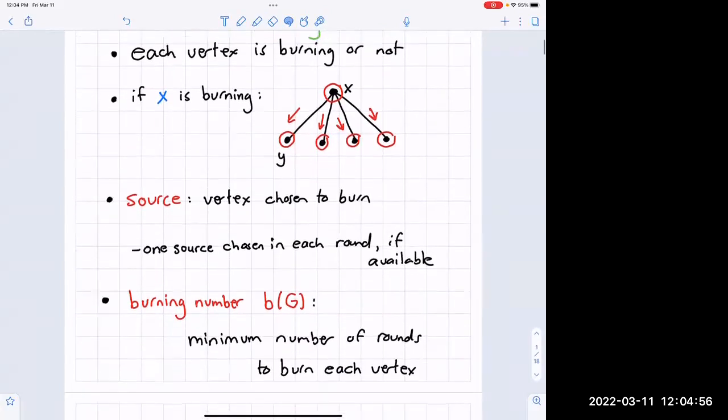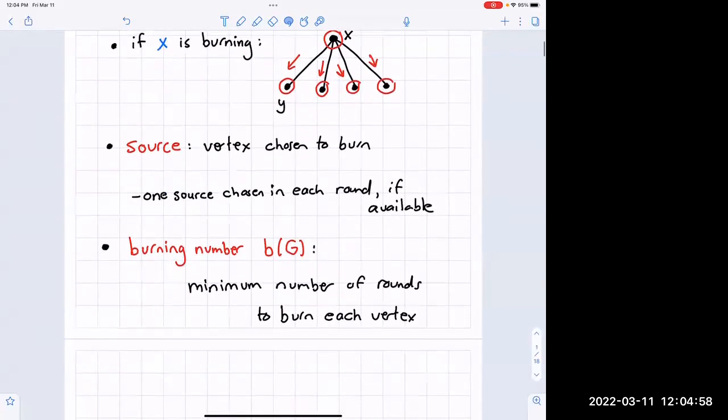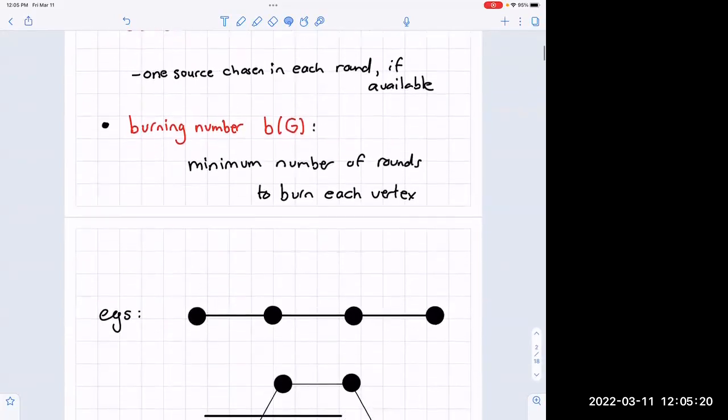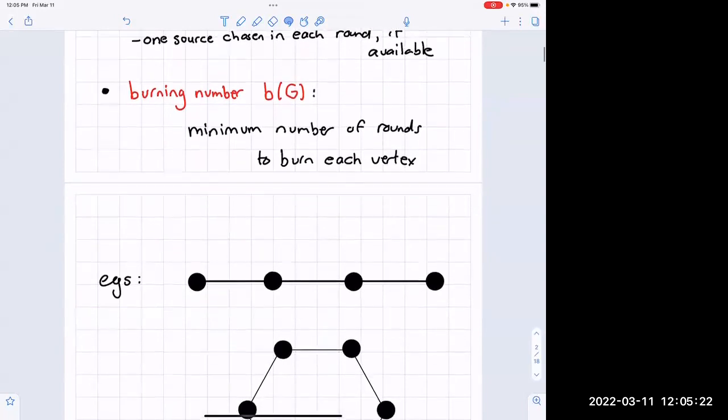So what you'd like to do then, of course, is consider an optimization situation. You're trying to minimize the number of rounds it takes to burn the entire graph. Of course, you could burn every vertex, but you usually need a lot less than that. The minimum number of rounds to burn each vertex is the burning number, and that's well defined. We're going to call that b(G). It's a graph parameter. You can study it, try and find bounds, algorithms, understand its properties.